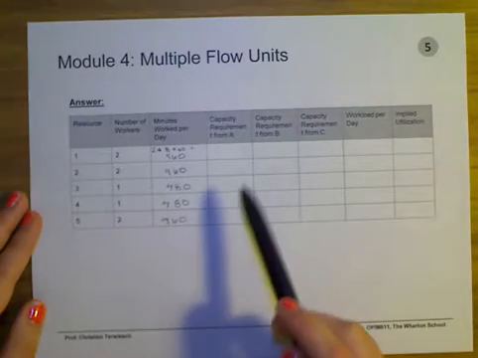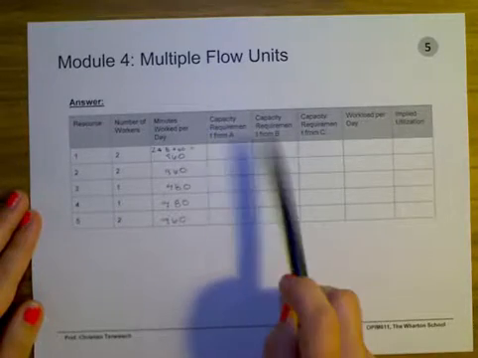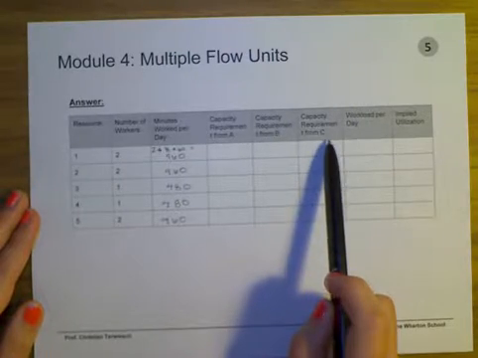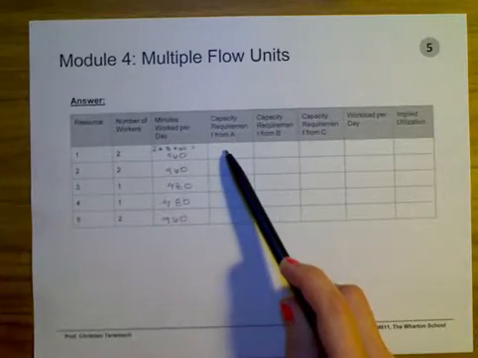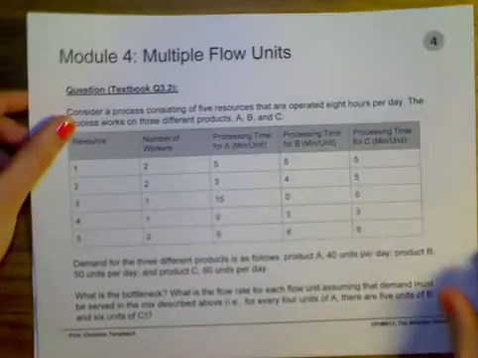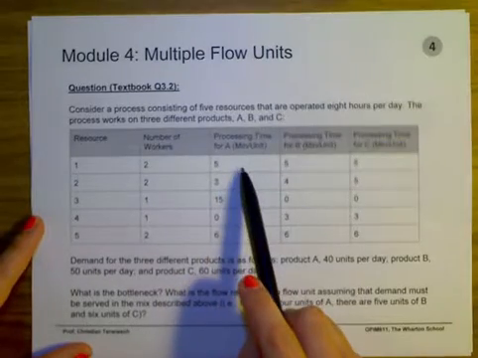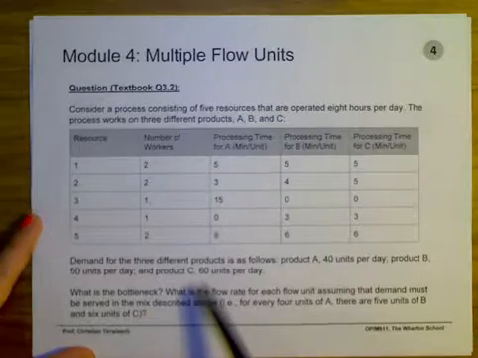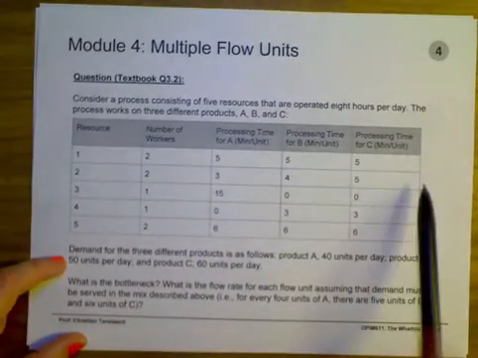And then next we will look at the capacity requirements for each of the resources for products A, B, and C. So what we're doing there is we are taking from the table we are given the processing time for that product and multiplying it by the demanded units. So if you recall, we have the processing time for each resource for products A, B, and C, and we'll just be multiplying each of these numbers by the quantity demanded. So 40 for A, 50 for B, and then 60 for C.